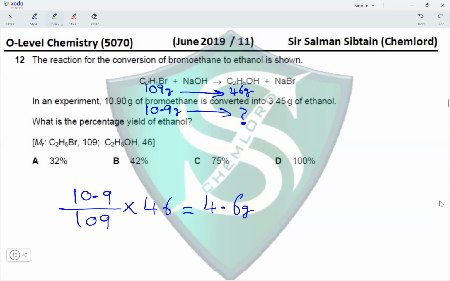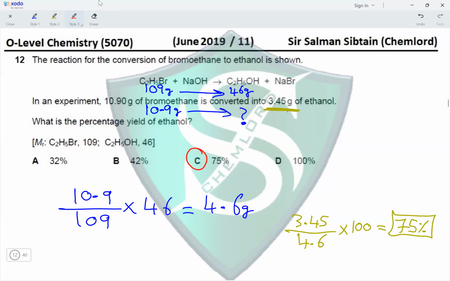However, instead of 4.6 grams, the question tells us that we have 3.45 grams being produced. So we calculate 3.45 out of the potential 4.6 grams into 100, giving us a percentage yield of 75%. So this calculation makes option C the correct option for this question.